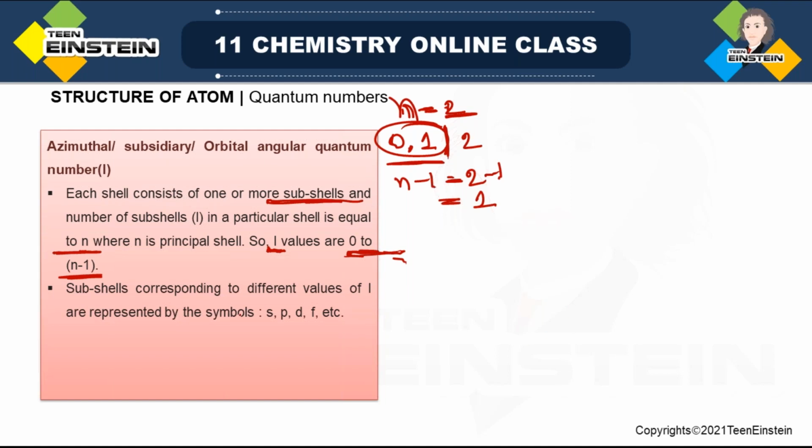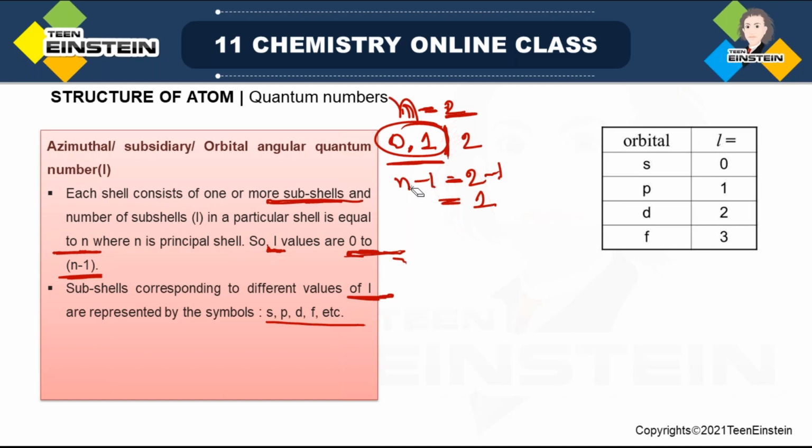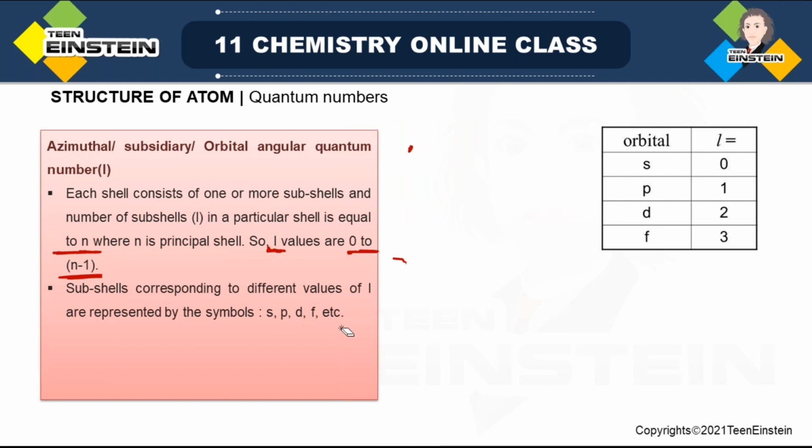Fine. Subshells corresponding to different values of l are represented by small letter symbols s, p, d, f. That means when l is 0, it is s. When l is 1, it is p. 2 is d. 3 is f, and so on. So see, in this table, the different orbitals, that is different values of small l, the corresponding English small letter we use is mentioned here. There is also g, h, but up to f is enough.